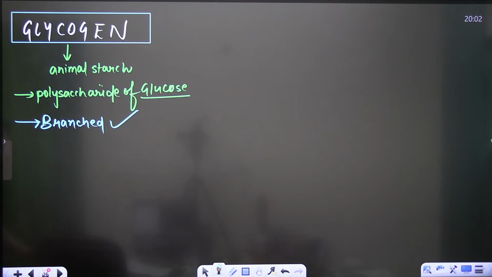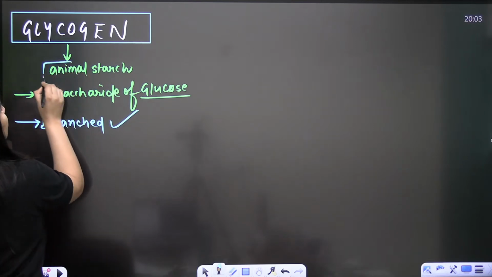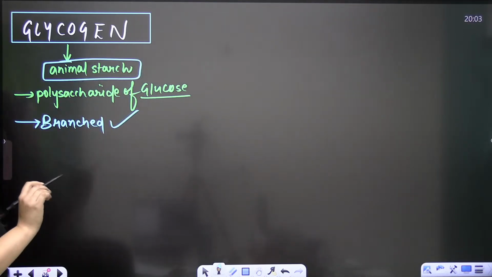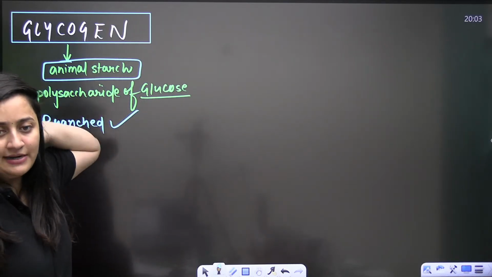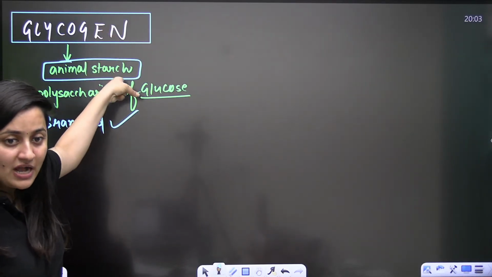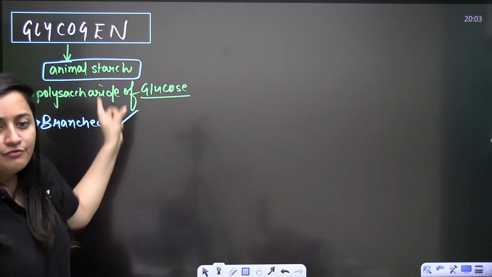Okay, so it is the stored food. It is also a storage polysaccharide. Even in the case of fungus, glycogen is the stored food. You can write down this point.